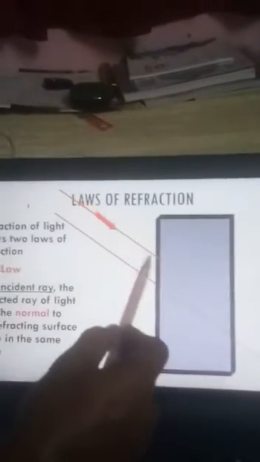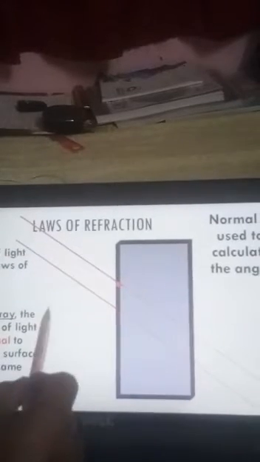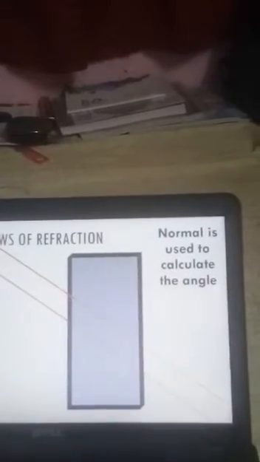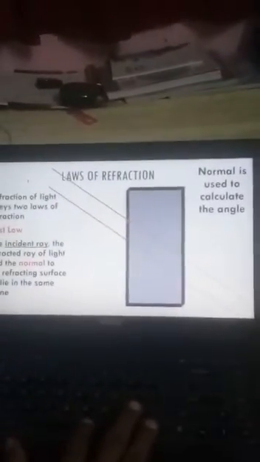And in case you go for another incident ray, this is the point of incidence. Through that point of incidence, if you draw a perpendicular line to this one, this is the normal. So for this line it is normal, for this line it is normal. What is the use of this normal? Normal is used to calculate the angle. To calculate any angle, you will be using only the normal. Now let us go to the next one.